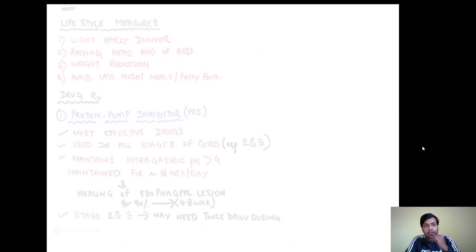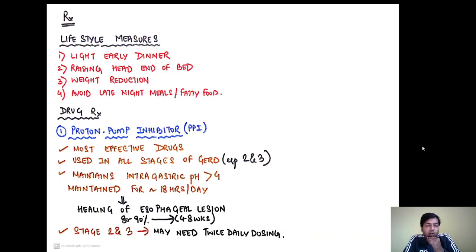That is stage number 3. So what is the treatment for GERD? First of all, you have to advise the patient that you should have a light dinner and an early dinner. You should always raise the head end of the bed when you sleep. You should try to do some kind of exercise, and you should go for weight reduction. Exercise is very, very important. You should avoid late night meals and any fatty food, for example any excess amount of coffee or chocolates or fatty meals. You should avoid that.